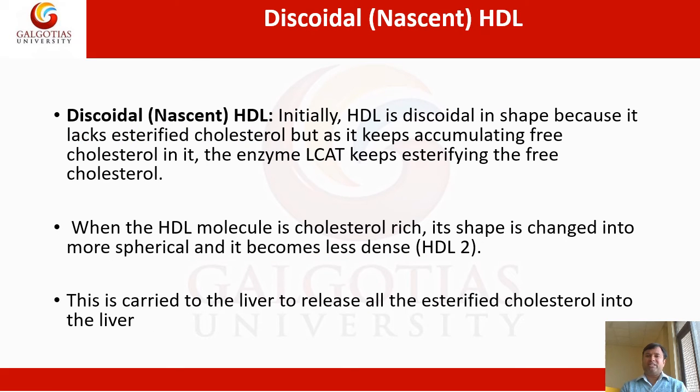So come to the discoidal or nascent HDL. Initially, HDL is discoidal in shape because it lacks esterified cholesterol. But it keeps accumulating free cholesterol. The enzyme LCAT, that is lecithin cholesterol acyltransferase, keeps esterifying the free cholesterol. When the HDL molecule is cholesterol rich, its shape changes into a more spherical one and it becomes less dense. That is called HDL2. This is carried to the liver to release all the esterified cholesterol there.